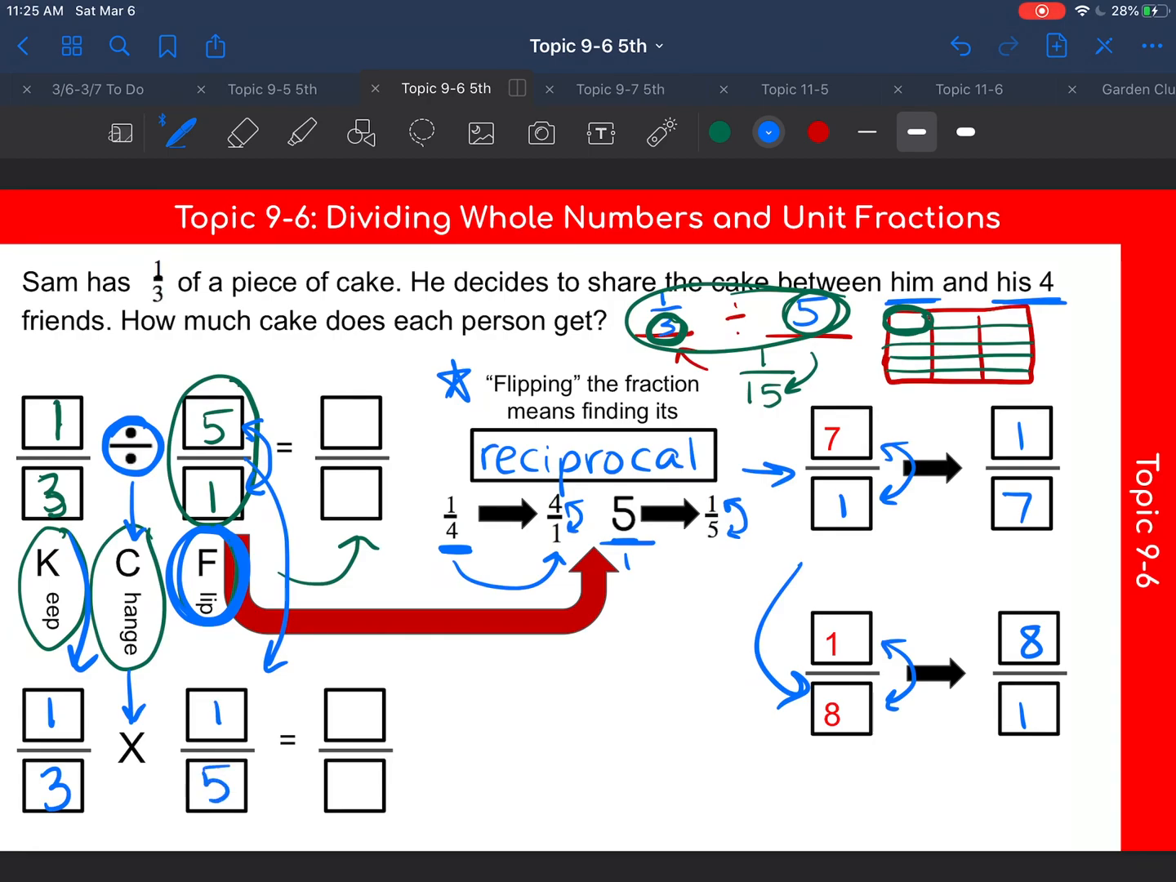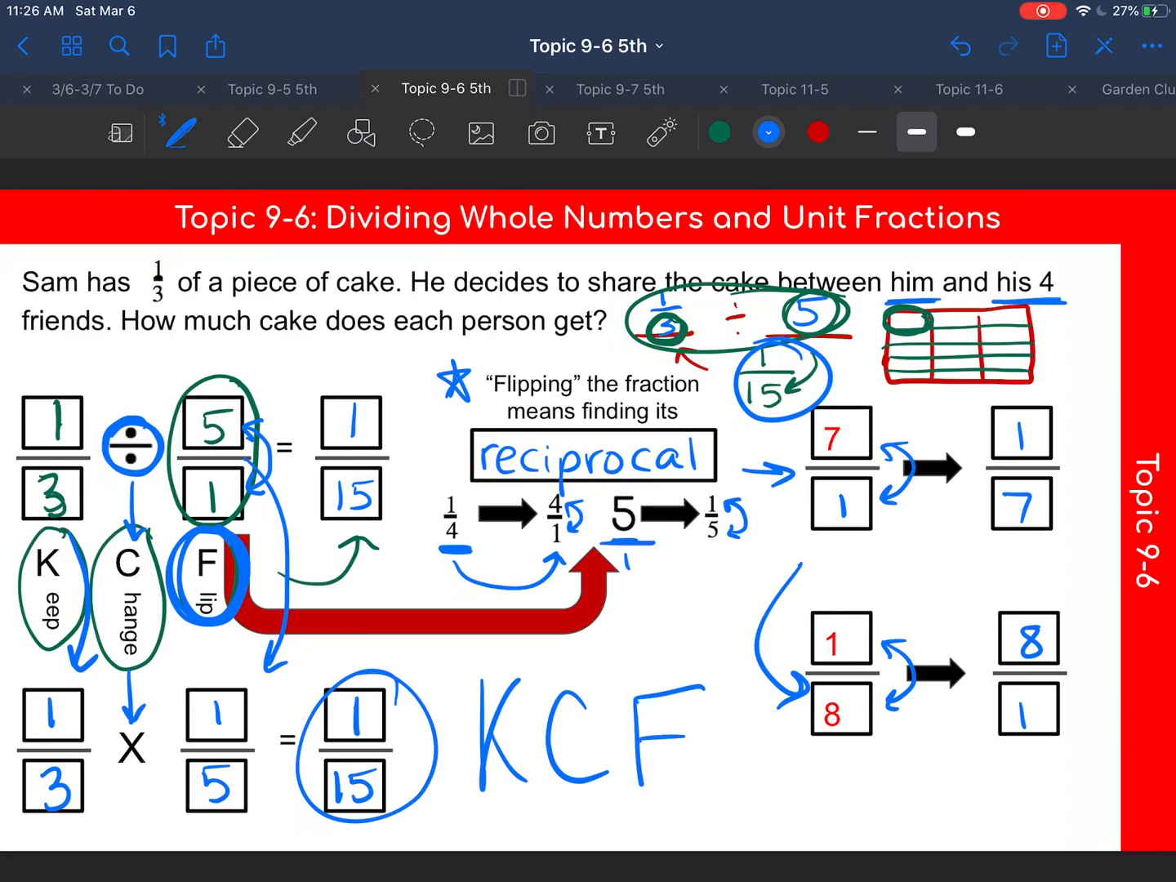And all we do now is multiply across. So 1 times 1 is 1. 3 times 5 is 15. And hey, look, we get the same answer. So yes, we can model it, and I wanted to show you the modeling first, but we can also use this keep, change, flip, or the abbreviation for that. People say KCF, Kentucky Fried Chicken, all right, and that stands for keep, change, flip.